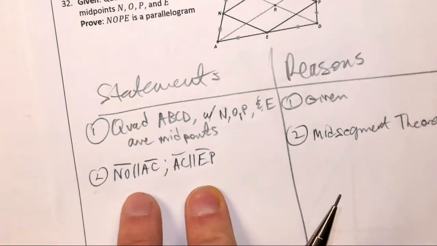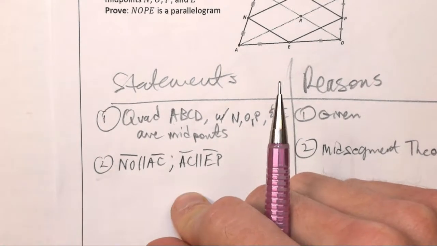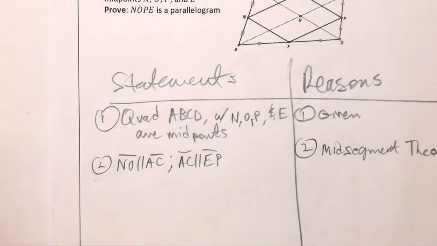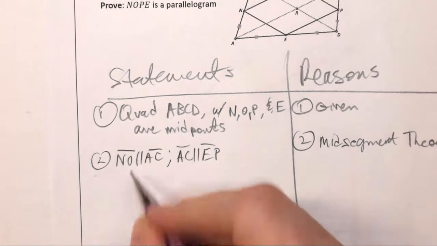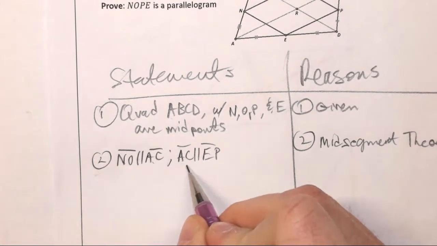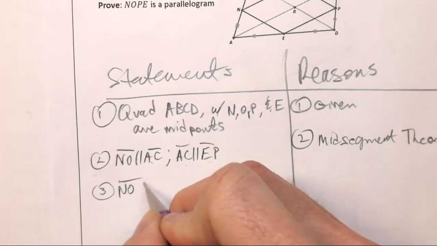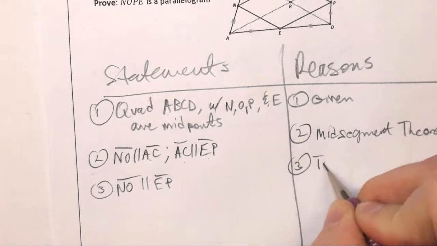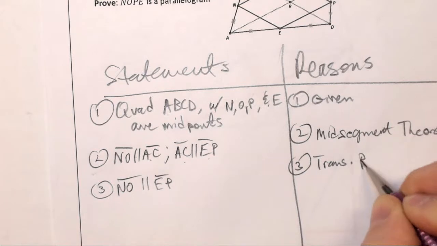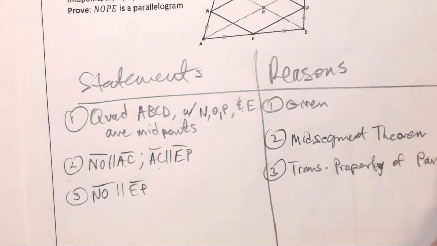And then you can see that I've got this set up to be like a transitive property. Transitive property, if you don't remember, works with numbers and congruence and also with parallel lines. If A is equal to B, B is equal to C, therefore A is equal to C. I can do the exact same thing with parallel lines. NO is parallel to AC. AC is parallel to EP, therefore NO is parallel to EP, and that is the transitive property of parallel lines.